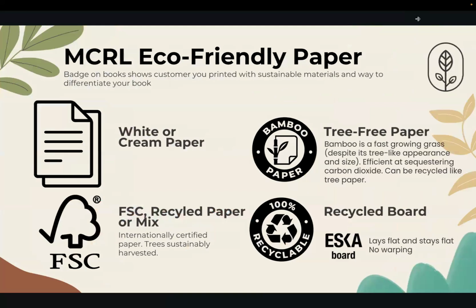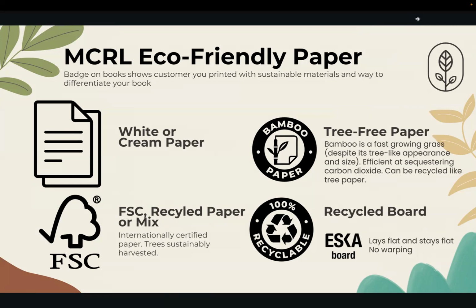Every printer will have their own type of paper. For us, these are the paper choices that we offer. We offer a white or a cream paper. You can choose to go with an FSC, a Forest Stewardship Council paper, and that basically means that the company that harvested your paper did so in a responsible manner, that did not affect wildlife, and that they abide by proper forest management principles. You're able to have the FSC badge on your book, which is great because it shows your customers that your book was produced responsibly, and it's a nice way of differentiating your book.